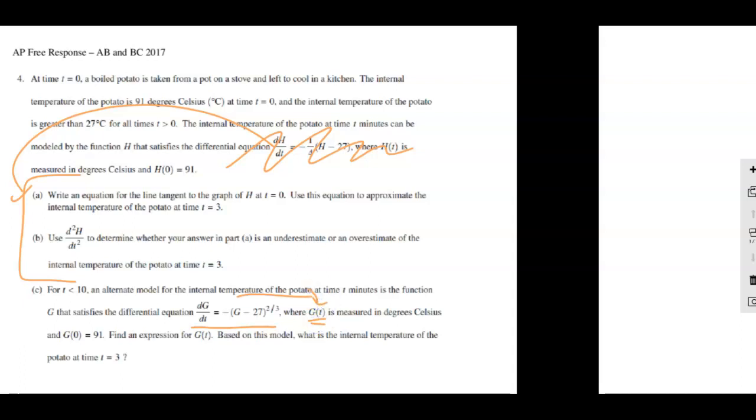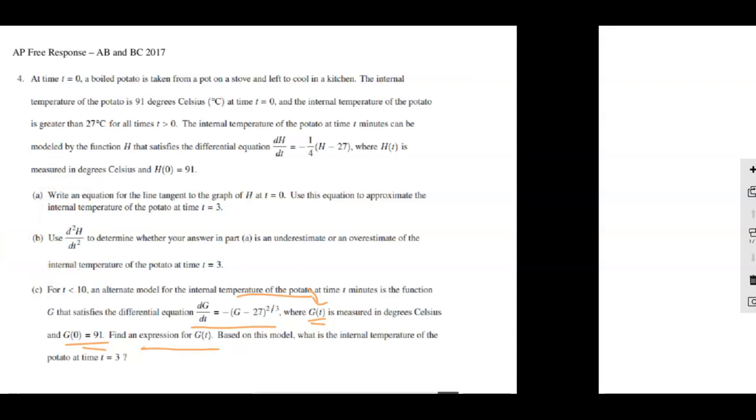I don't know why they use H and G for the temperature of a potato. I don't know, who cares? But now it gives us a different model. And here is where it says separate, integrate, use the same condition to solve for the constant, and then get to G equals. I do not know why we never had to separate and integrate that. It would have made sense. It would have been really easy. It gave us the model for H, but we never actually had to integrate that thing.